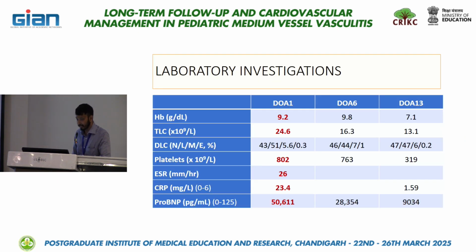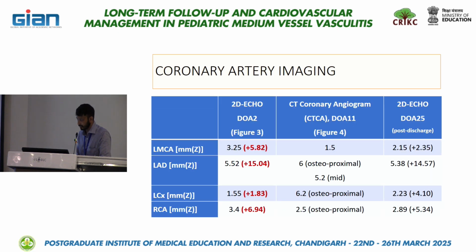Laboratory investigations on admission revealed a normocytic normochromic anemia, leukocytosis, thrombocytosis, ESR of 26, a raised CRP, and a highly elevated pro-BNP level of 50,611. Coronary artery imaging was done at admission. A 2D echocardiography done at admission revealed a giant aneurysm with a Z-score of plus 15.04 involving the left anterior descending, and medium-sized aneurysms involving the LMCA and the right coronary artery.